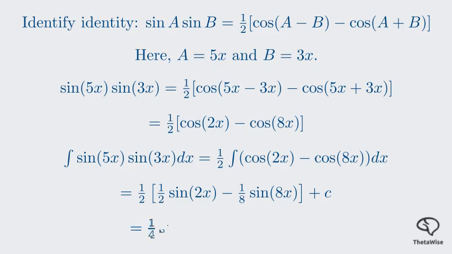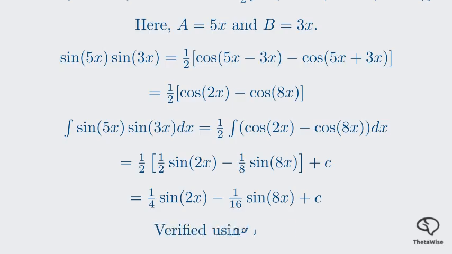Distributing the 1/2 gives our final answer: 1/4 sin 2x minus 1/16 sin 8x plus c. Verified using memo. Our third example in this section is an interesting one that involves a negative angle.